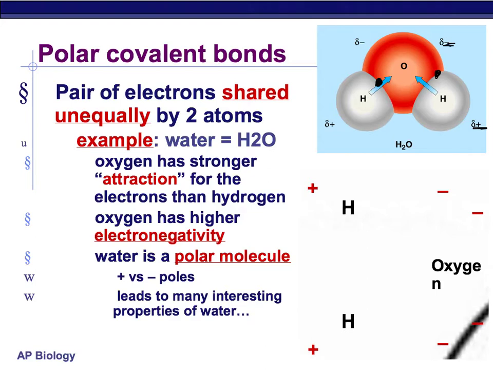Our classic example, like I said before, is water. Okay, so all this means is that oxygen has a stronger attraction for the electrons than hydrogen. And another way of saying it is that oxygen is more electronegative. Hopefully you remember that from chemistry. And it's because of this electronegativity of oxygen and this natural polarity of water, water has a lot of interesting properties, which we are going to explore a little later on in this video.